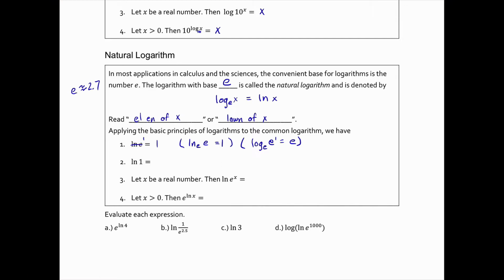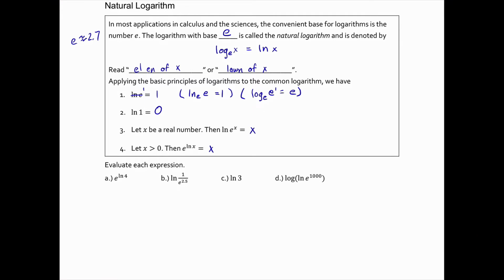So again, base e to the 0, anytime there's a 0 exponent, it's going to be 1. ln of e to the x, 1 and 2 boiled down to example 3, so that's just x. And 4, still matching bases, so it's x. So let's look at these last few examples down below.